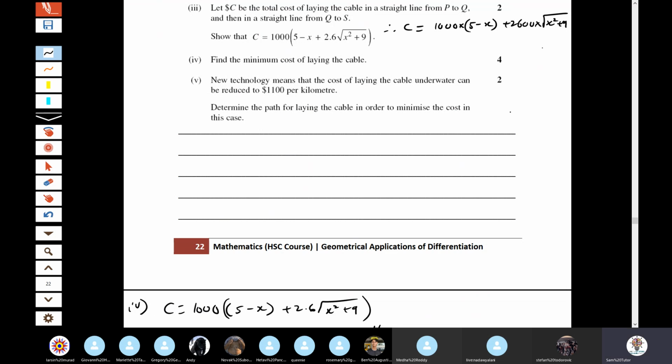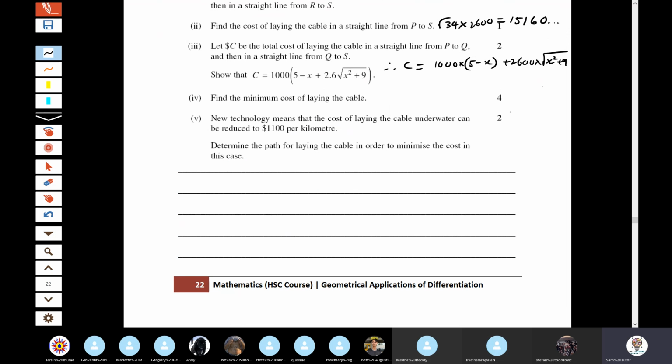New technology means that the cost of laying the cable underwater can be reduced to $1,100 per kilometer. Determine the path for laying the cable in order to minimize the cost in this case.